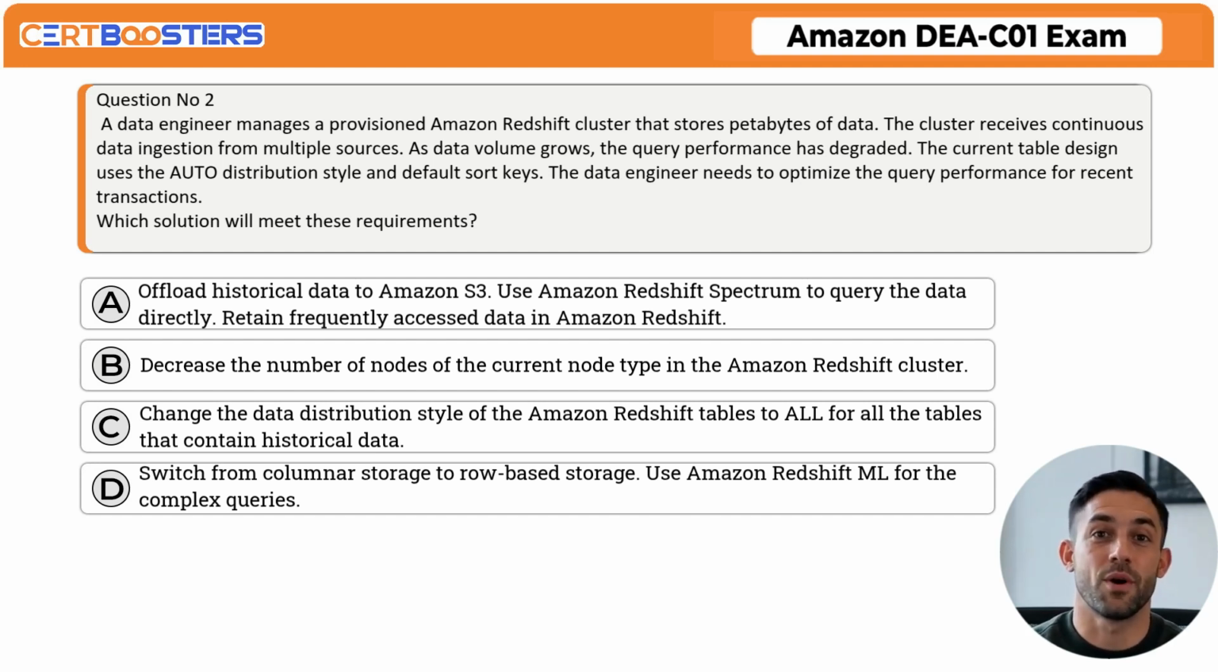A. Offload historical data to Amazon S3. Use Amazon Redshift Spectrum to query the data directly. Retain frequently accessed data in Amazon Redshift. B. Decrease the number of nodes of the current node type in the Amazon Redshift cluster. C. Change the data distribution style of the Amazon Redshift tables to ALL for all the tables that contain historical data. D. Switch from columnar storage to row-based storage. Use Amazon Redshift ML for the complex queries.